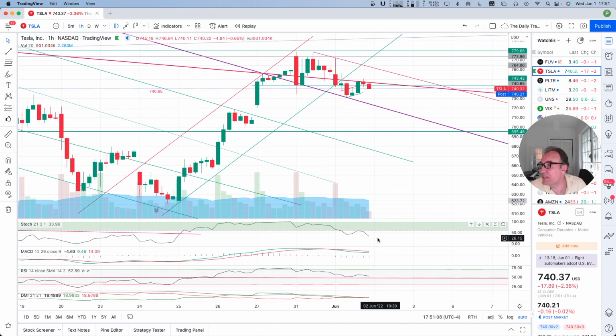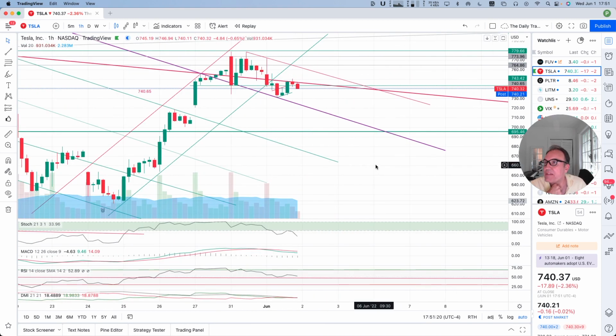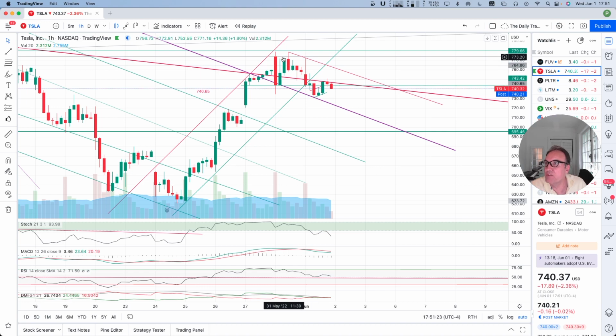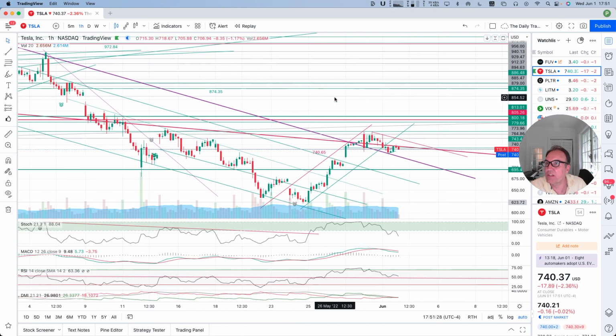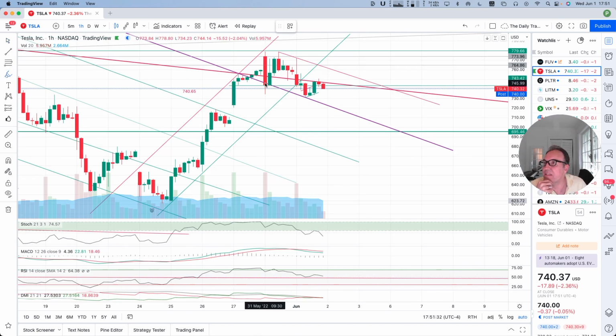And now we are losing stochastic a little bit more, so stochastic at 33.96. I drew this new downward channel here. Basically, we seem to be entering into this double resistance for this channel right here. Basically, this seems to be happening right here. So we seem to be into this downtrend here.